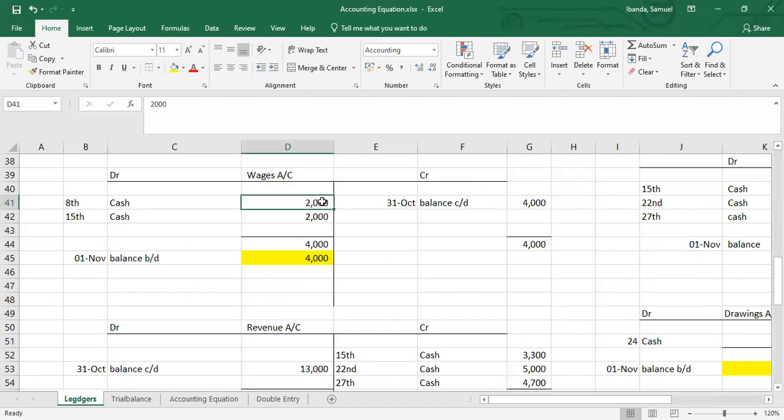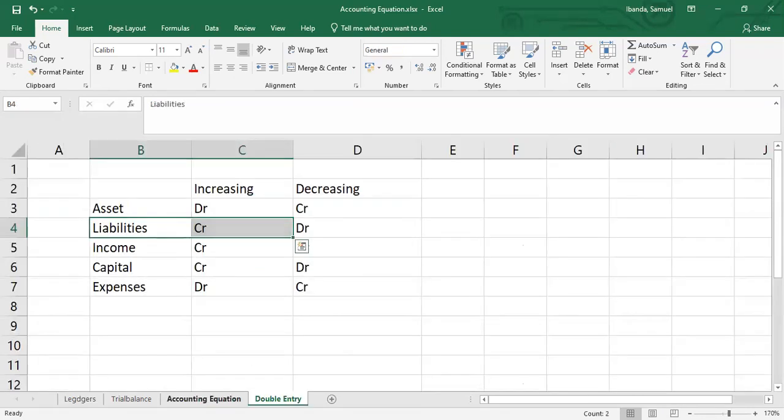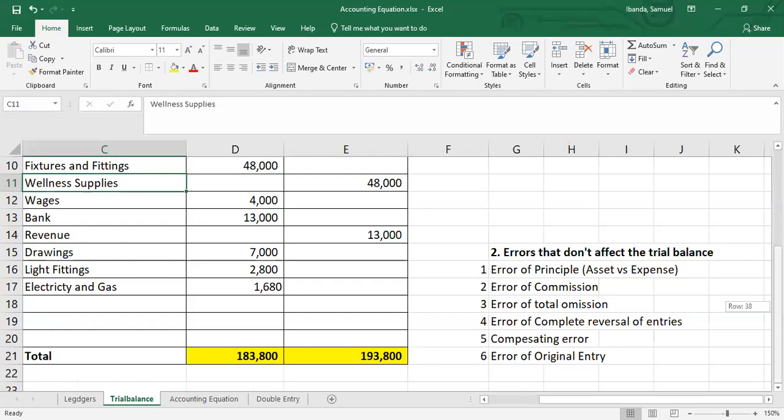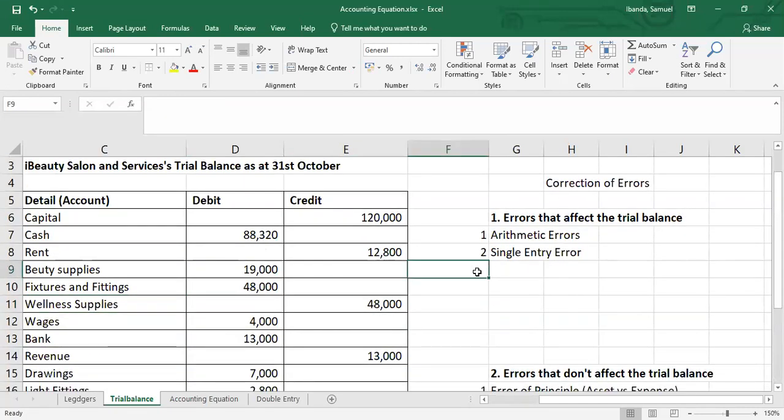Remember, every transaction, according to the accounting principle, the double entry principle, should have a debit and credit. You get it? So if you only post a debit and forget about the credit, or you don't know what to post, then it will create a difference. You understand?